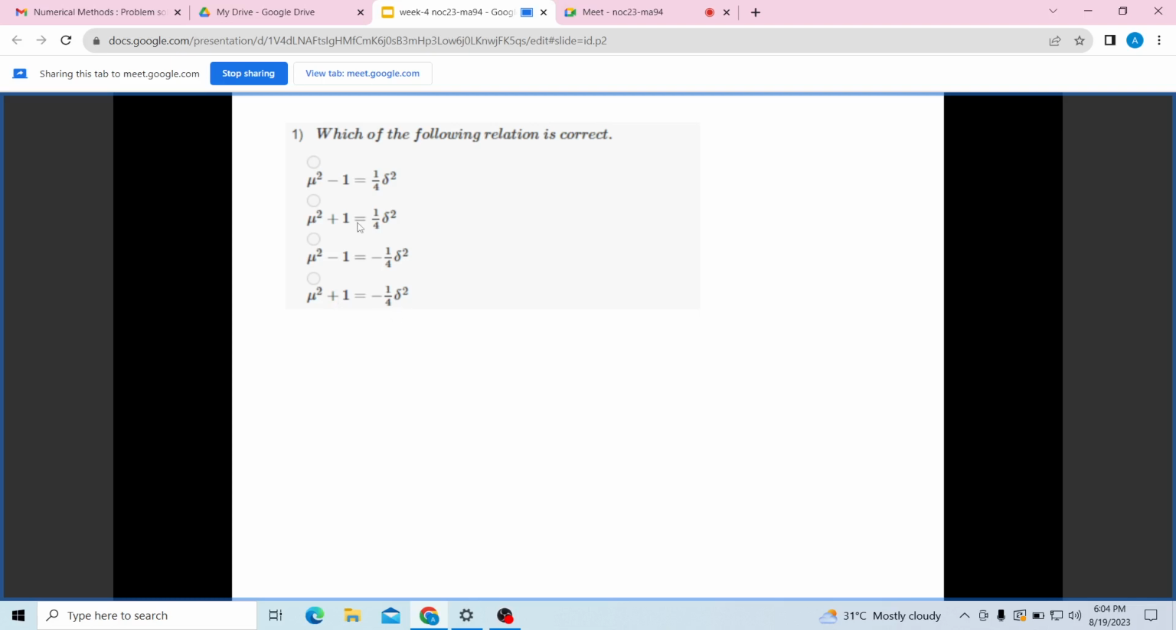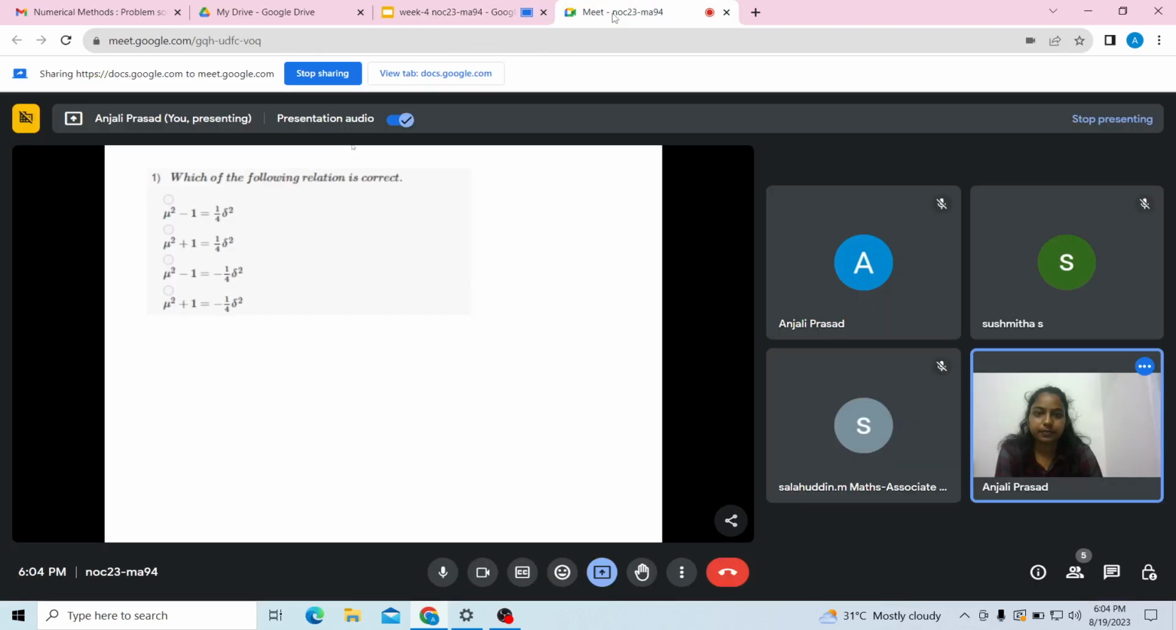Okay, so you have to just substitute the values of mu and delta, that is average difference operator and central difference operator, and find out which of these relations is correct. So please proceed and let me know which one is the correct option.